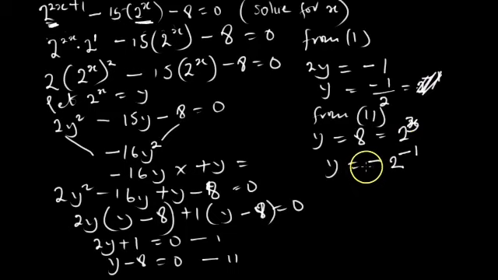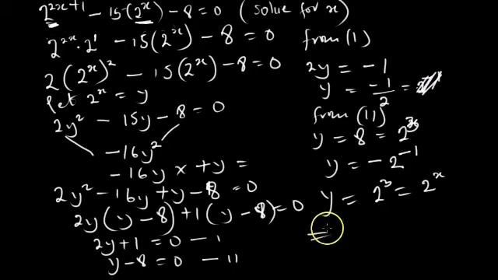Now, from this expression, I cannot pick a similarity between y is equal to 2 raised to power x because of the negative sign. But from the second one, y is equal to 2 raised to power 3, and you know that y also is equal to 2 raised to power x. Obviously, this implies that my x is equal to 3.